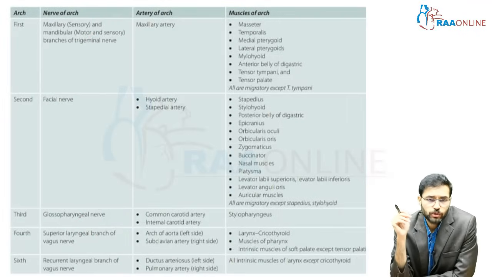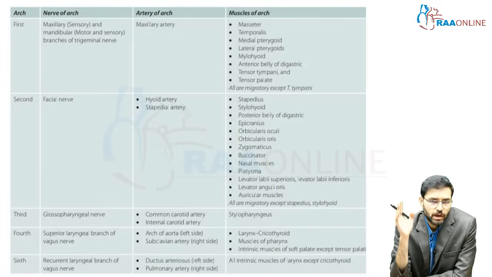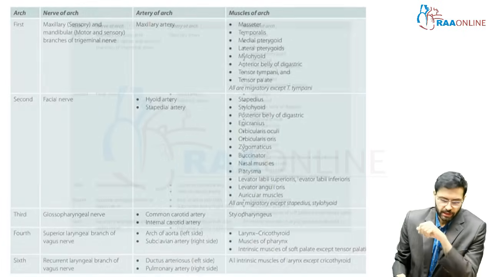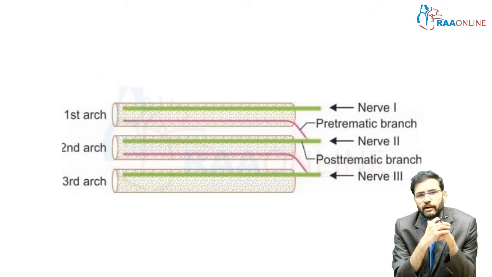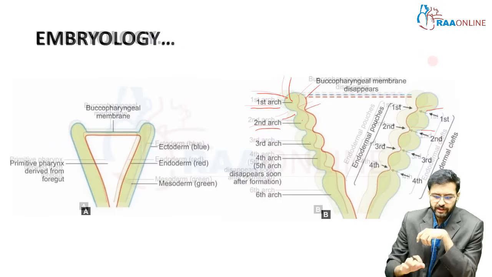Now, like I told you earlier, each arch has its own nerve, arterial supply, its own skeletal muscle component and a cartilage or skeletal component. We discussed the cartilaginous and skeletal components before. Now, we will be discussing the nerve of each arch, the artery of each arch and the muscles derived from each arch. One important thing to be noted with regard to the nerve of each arch: this is an arch.